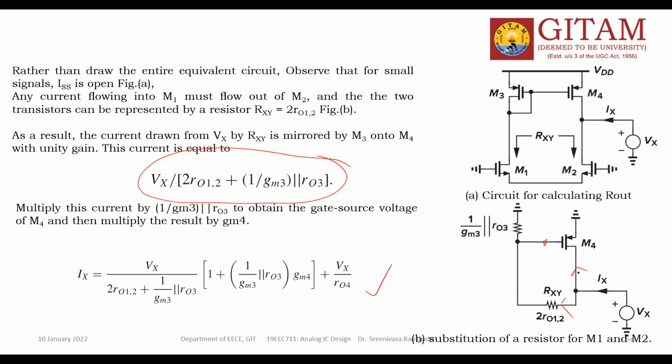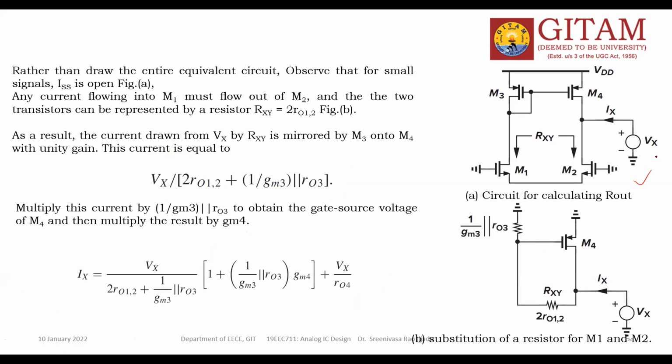From this VGS, you can find this one. So 1 by GM3 is parallel with R03, multiplied with the R04, plus Vx by R04. This current and this current. So the total Ix current is this much. Once you know this current, once again I am going to tell you, this is the circuit for the calculation of the R out.